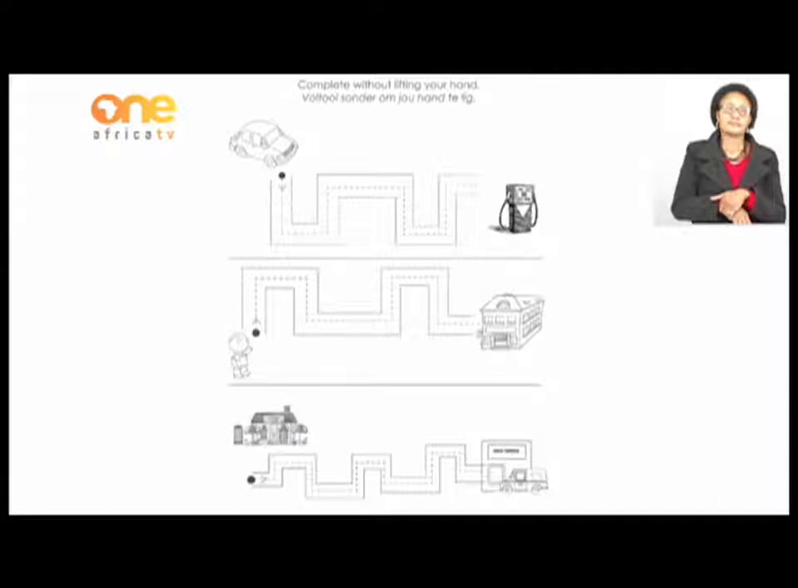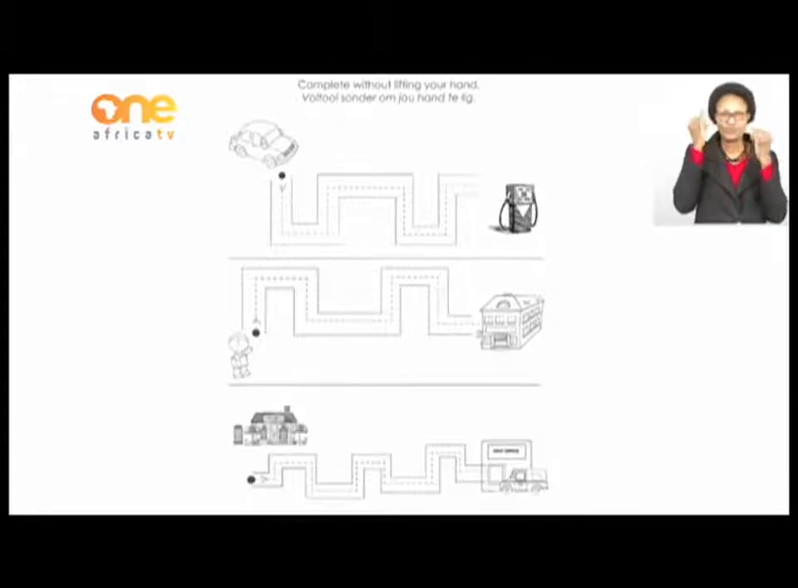Let's try another one. Here we have a boy, and he's holding a book, and he needs to get to school. So let us take our finger again, and we're going to help this boy get to school. So we start on the dot, and we go up the road, then we turn, and we go down the road, and we go in a straight line right across. We go up the road again, and we turn down, and he's at school now. Well done. I hope he didn't miss any lessons at all.